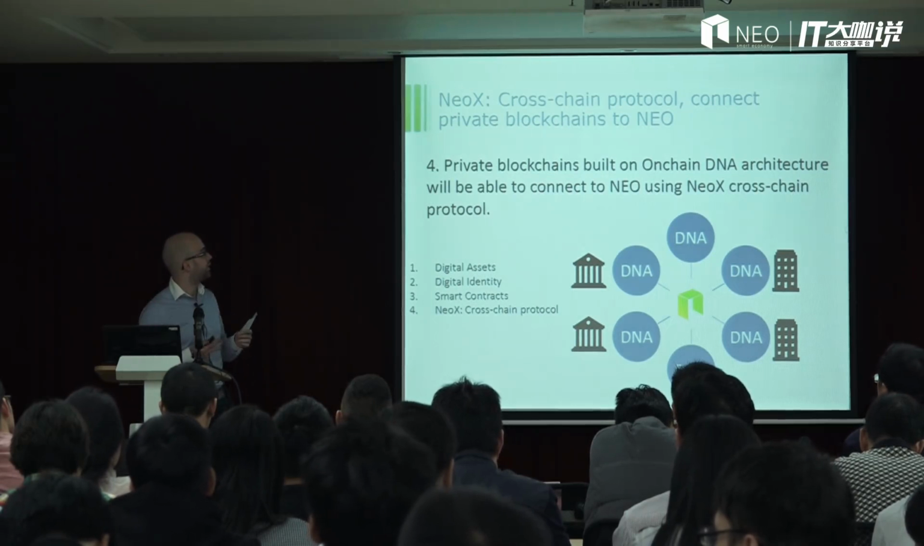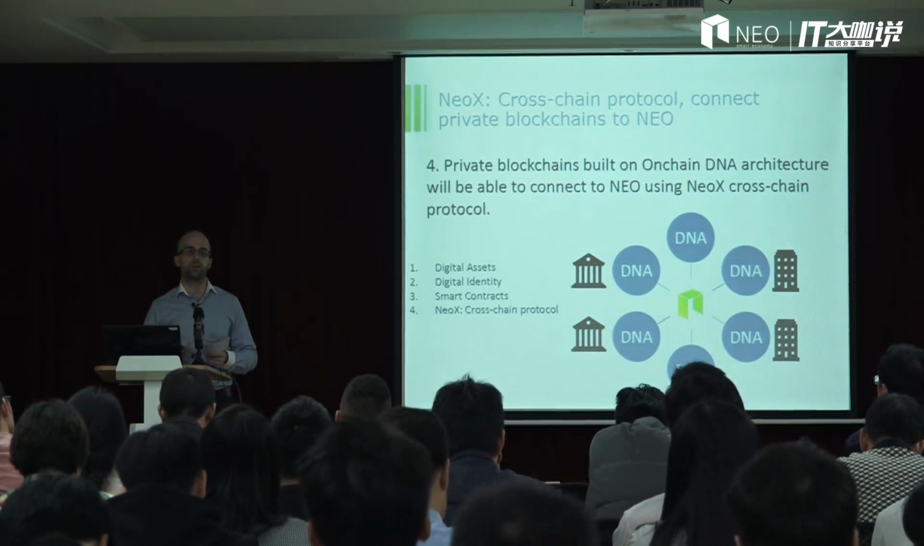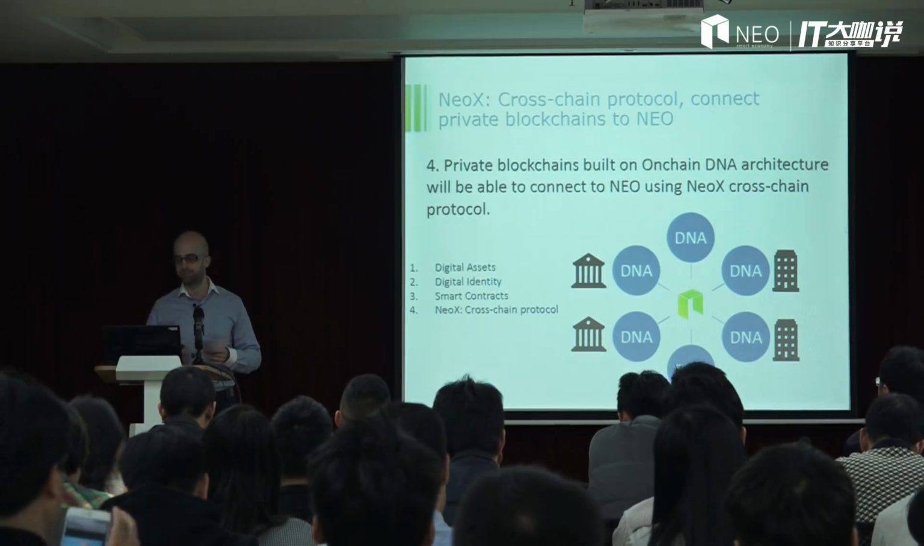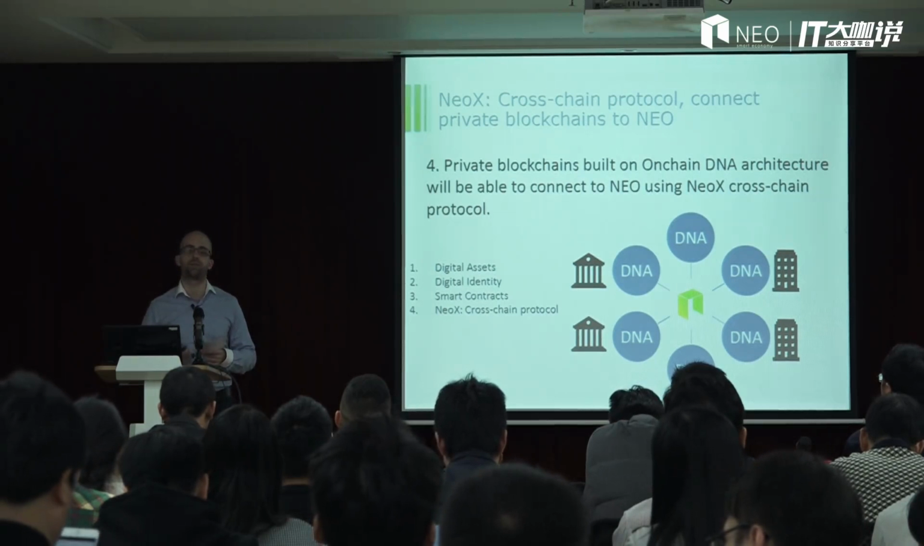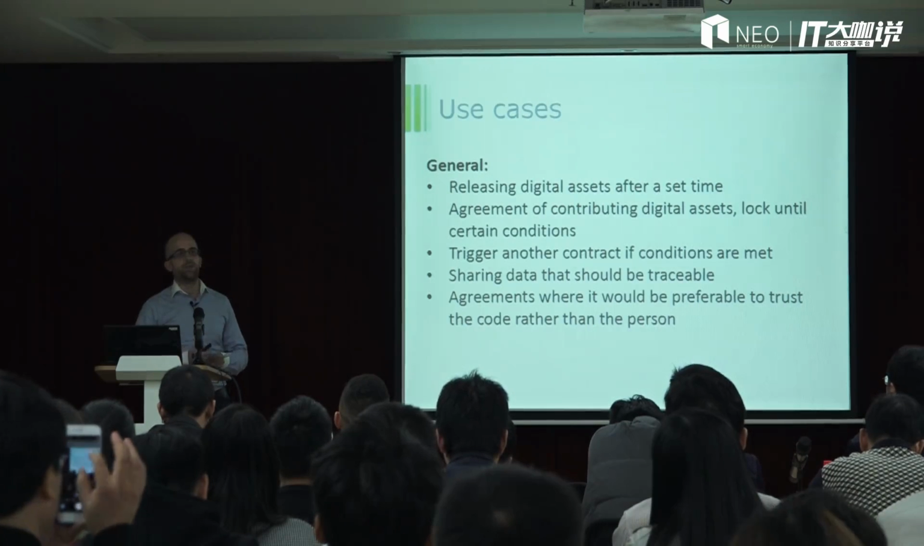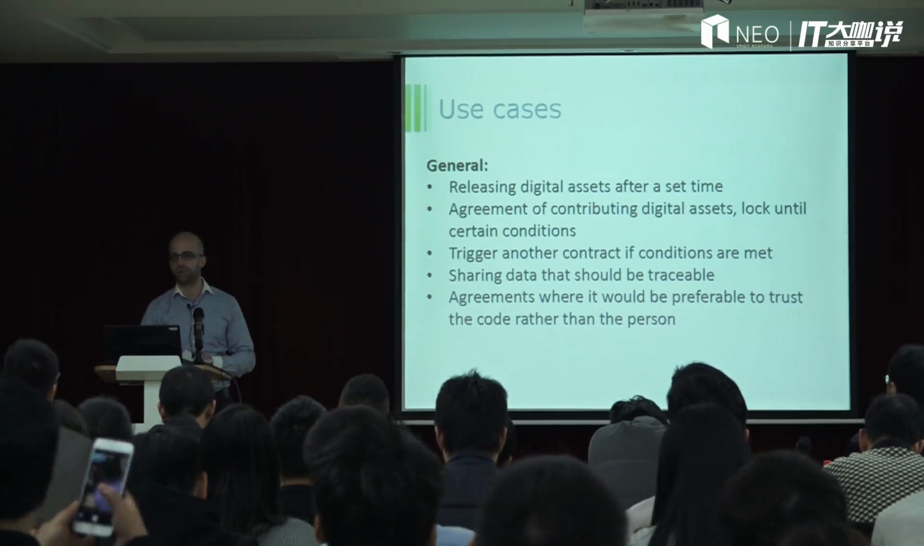With this connection between private and public blockchain, you can fulfill both your needs for the private blockchain and for the public blockchain. And this is also quite special for NEO and the DNA architecture. So what about some use cases? What can you actually use blockchain for?